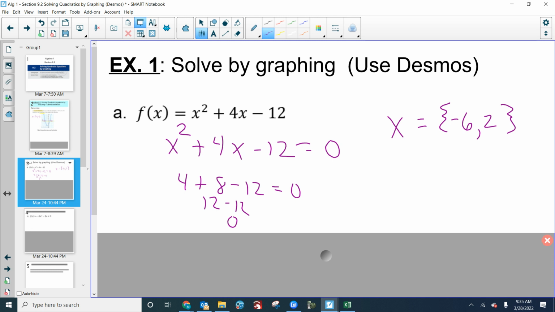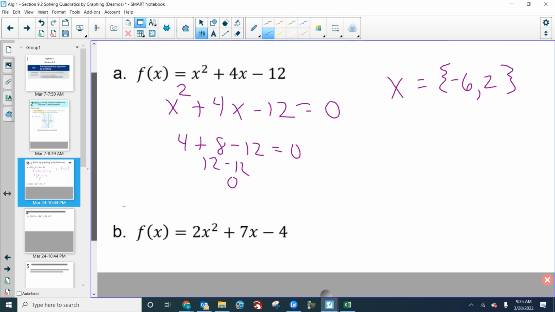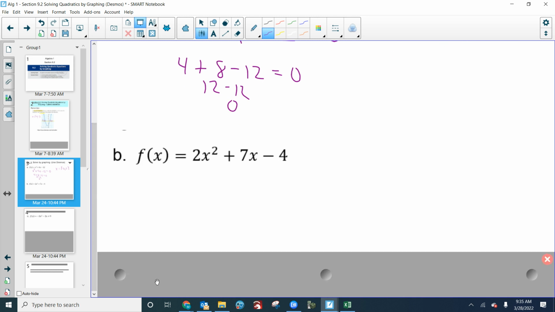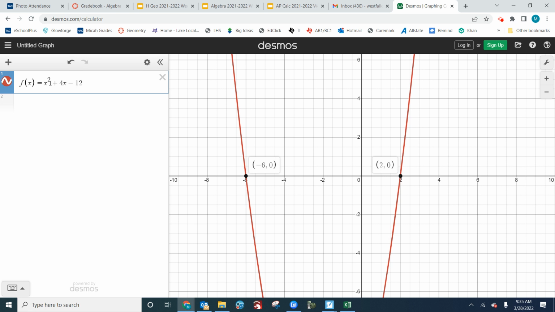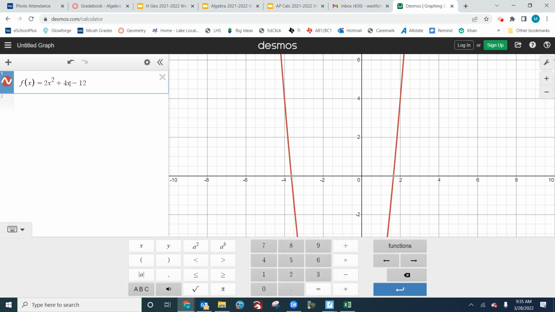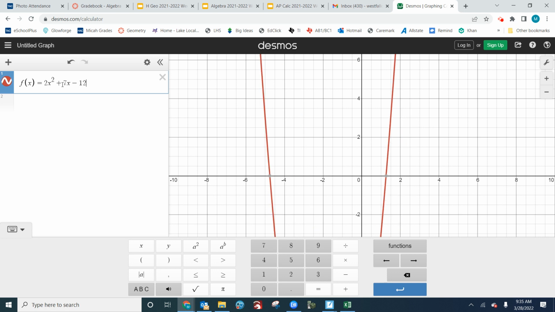Okay. And if I put -6 in here, what would I get for y? 0. Okay. That's what that means. So let's look at B. Let's do the same thing, guys. Underneath it, write 2x squared plus 7x minus 4 equals 0. We want to find if there's any values of x that would balance that out. So go ahead and go to Desmos. And we got 2x squared plus 7x minus 4.